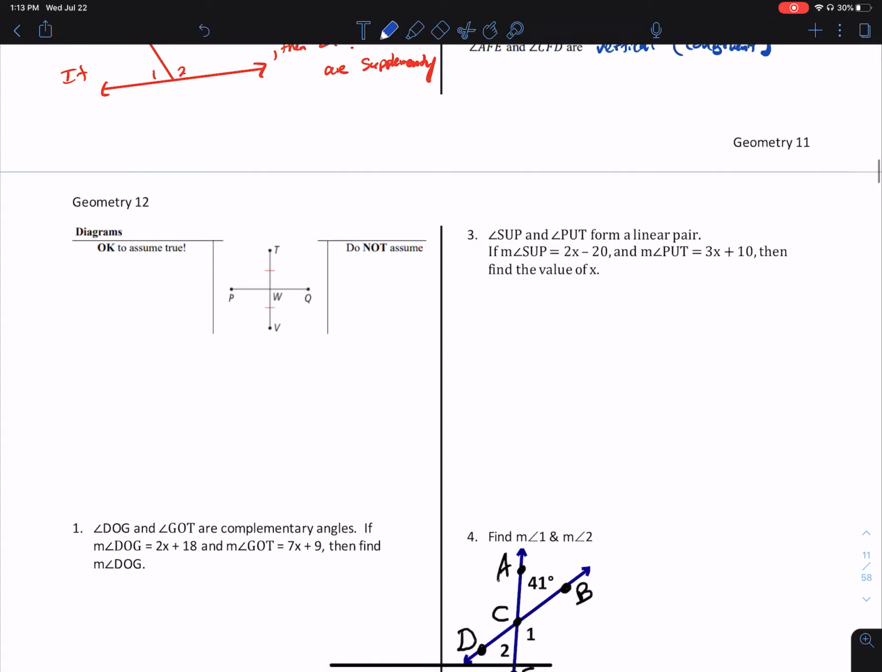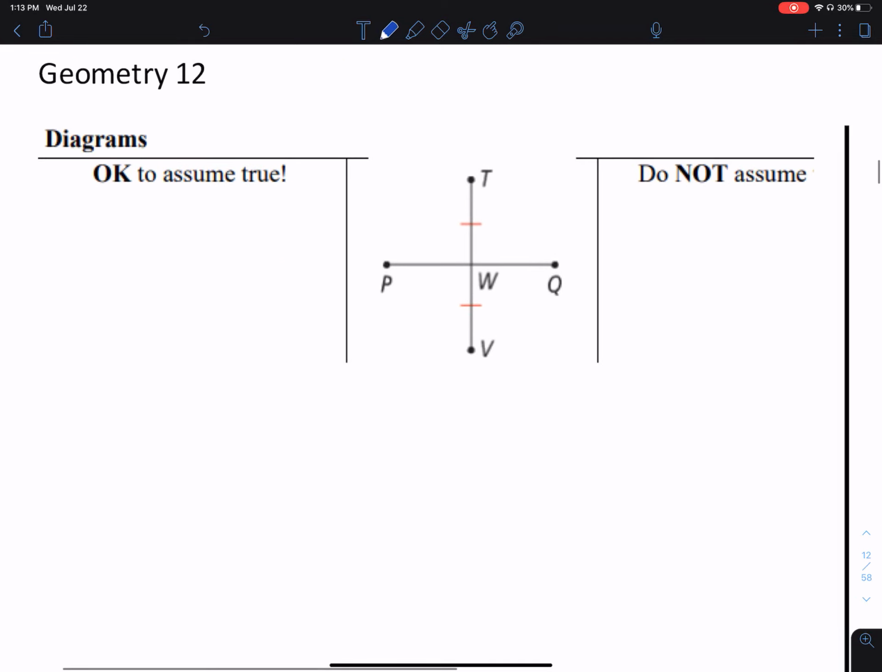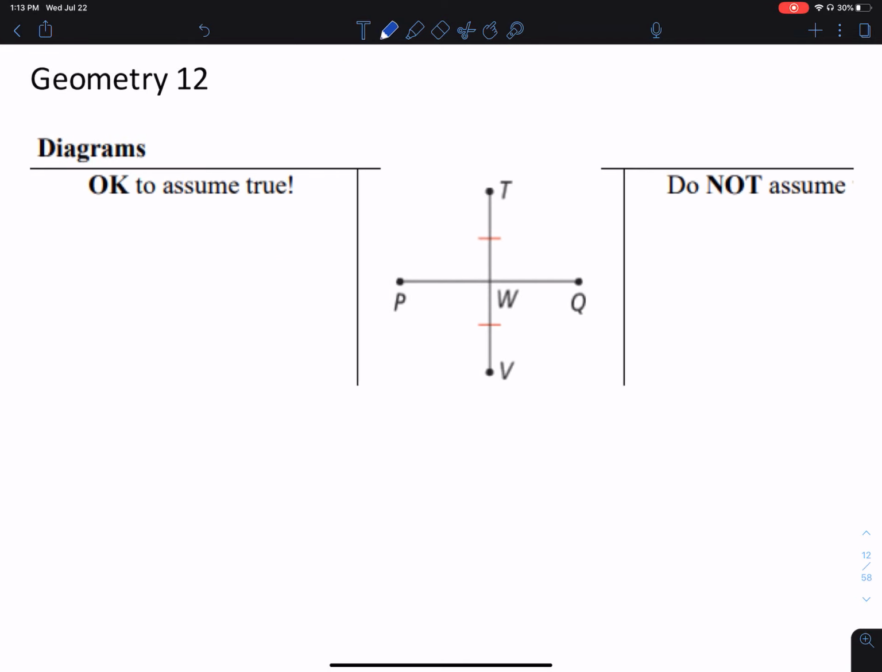So, about assuming. What are some things from this picture we can assume are true? What are some things in this picture we can assume are not true? Well, we can definitely assume that segment TW is congruent to segment WV, because they both have one dash, which then we can assume that TW equals WV.